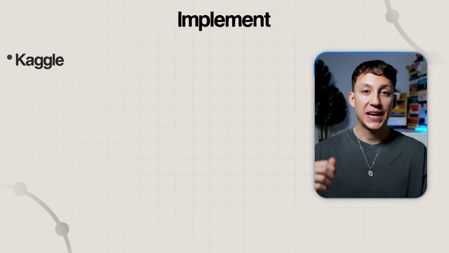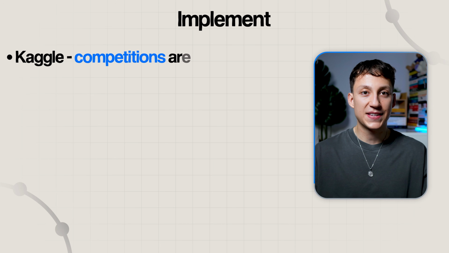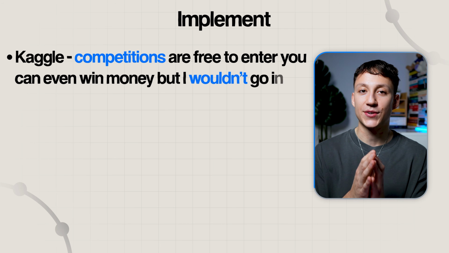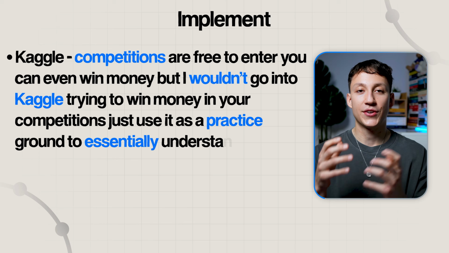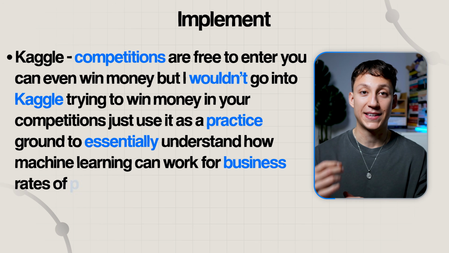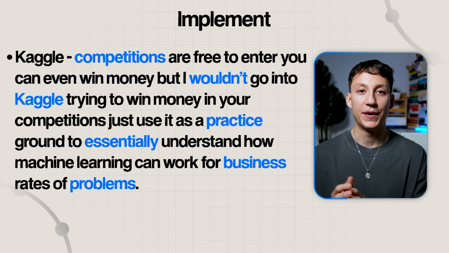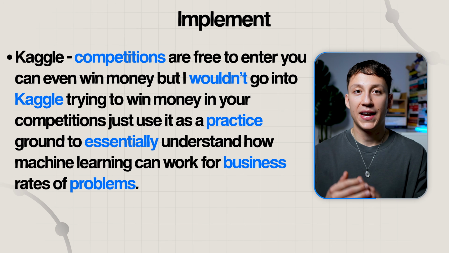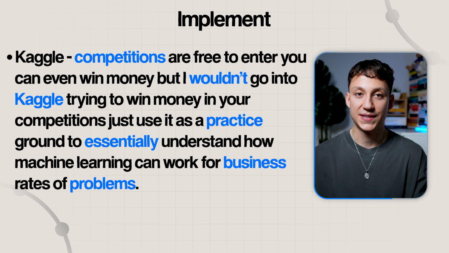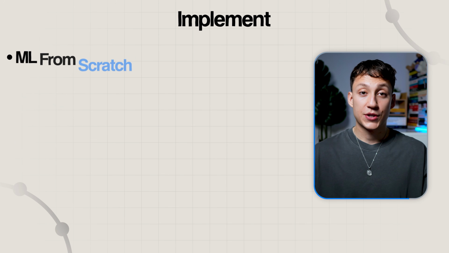After we've learned all the fundamentals of machine learning, it's now time to implement. The way you learn anything properly is through hands-on experience and practice, and it's exactly the same for machine learning. Some ways you can do this are to enter a Kaggle competition. Kaggle competitions are free to enter, you can even win money, but I wouldn't go into Kaggle trying to win money. Just use it as a practice ground to understand how machine learning can work for business-related problems. Again, don't try to win or earn money. If you do, great, but that's not your intention. Just go there to learn, experience different problems, and understand how you can apply machine learning to a real business case.